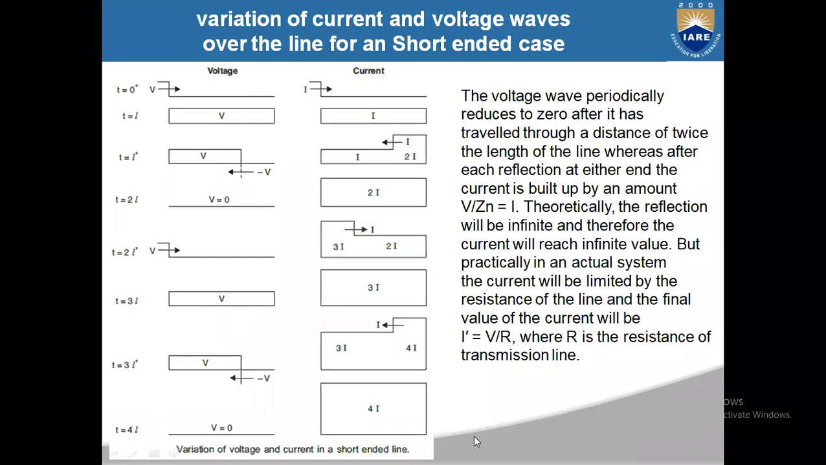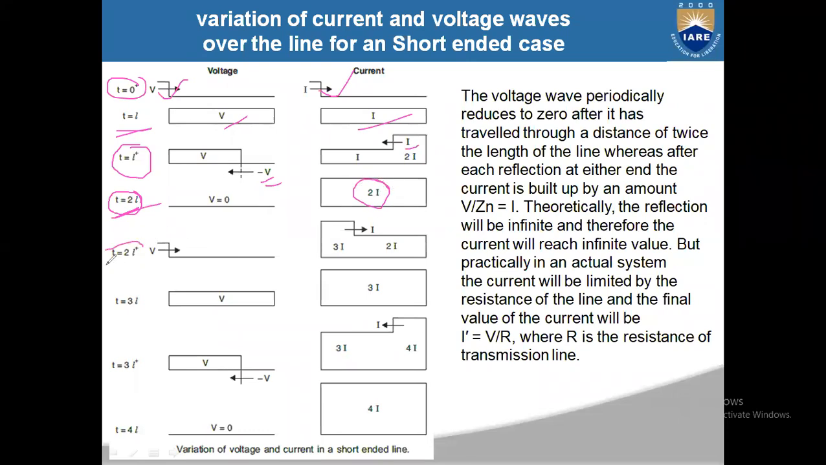Okay. So if you observe the variation of voltage and current waves for the short circuited end, first at t equal to 0 plus, you will have a voltage wave and current wave whose magnitudes are V and I respectively. Up to the length L, V and I will be there, right? As the end is short circuited, after t equal to L plus, there will be a reflected voltage wave with negative sign and a reflected current wave with positive sign. So the voltage will become 0 and current will become 2I at the source end. That means when the wave travels 2L distance, voltage becomes 0 and current becomes doubled.